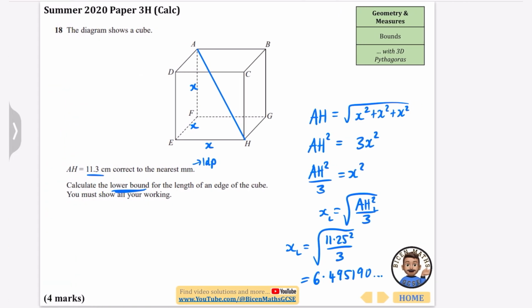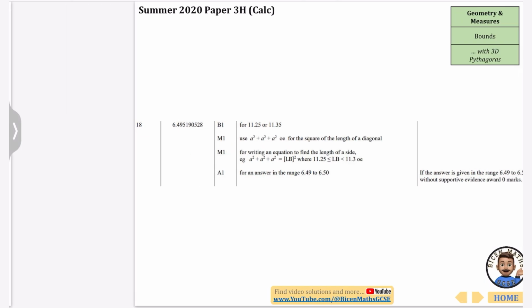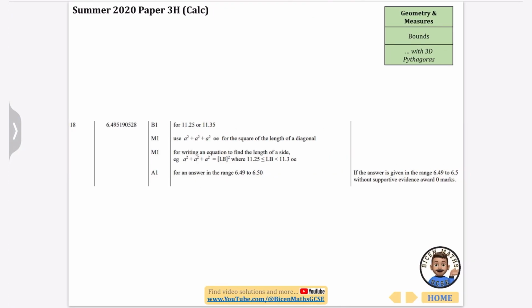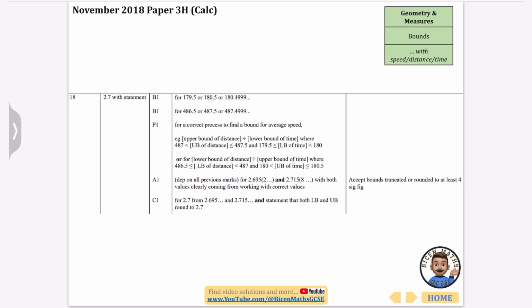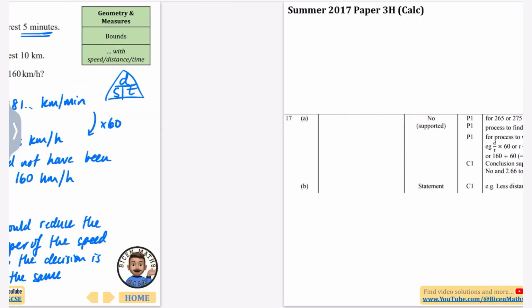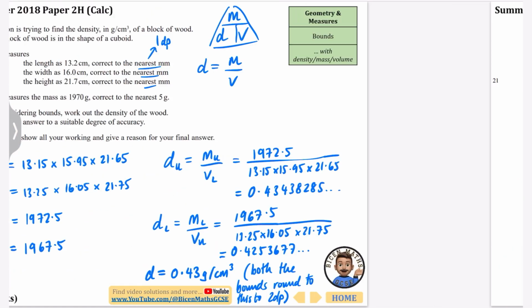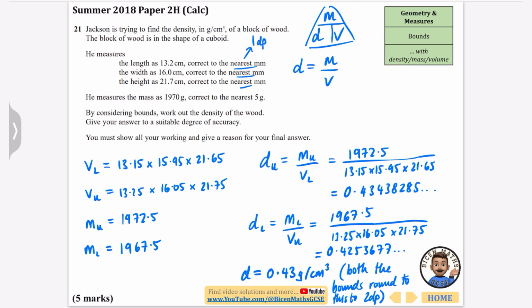Let's see if we've got this one right. There is the 6.495190. Is that what we had? Yeah, 5190. So that is all of the questions that have been asked on bounds. There's a lot of them there, and you really do need to be good at deciding which is the upper and lower bounds. If you're not sure about how I did these, they're to do with error intervals. So go and ask your teacher about that, or you can look at some of the earlier videos I've got here about rounding and estimation, because they go through those as well.